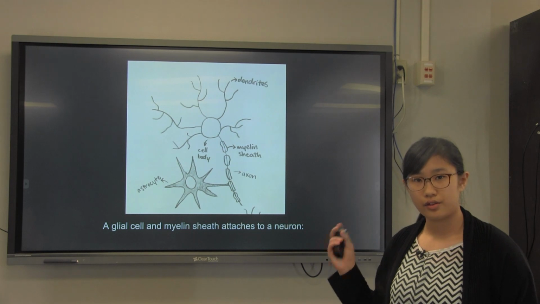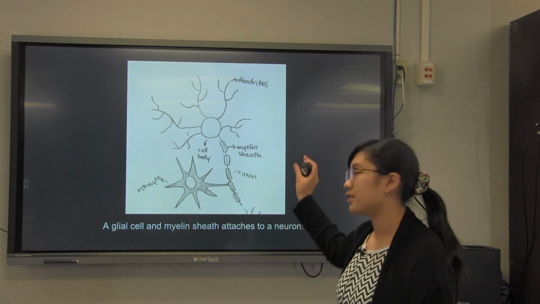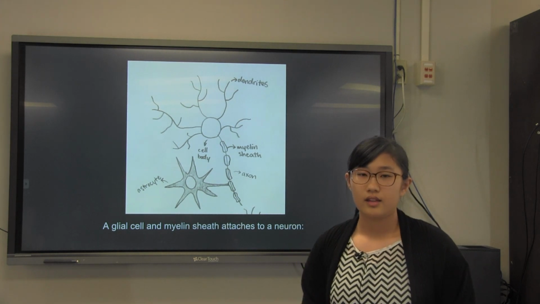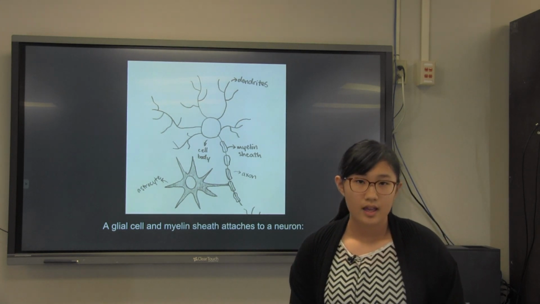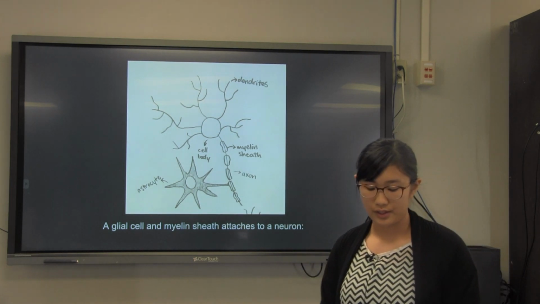And the third substance is the myelin sheath. This coats the axon, as you can see, and it's made of fatty proteins. It helps the signals of the neuron be transmitted faster and more efficiently.